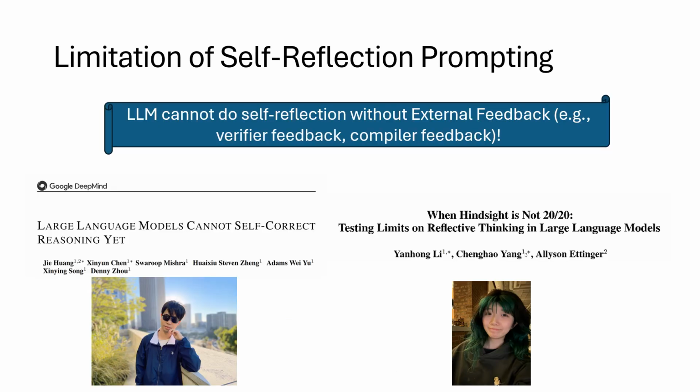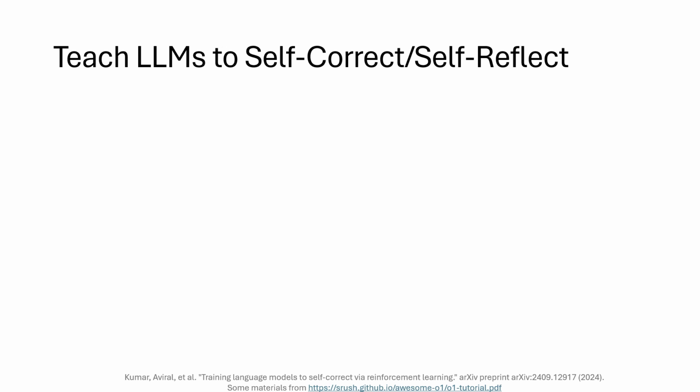However, this inference-time only solution, the self-reflection prompting, also suffers from some problems. And namely, the biggest problem is that the language model cannot do self-reflection without external feedback. Like they need verifier feedback, they need program compiler feedback, or if you are playing with a language model on some math reasoning task, you may need some calculator feedback. This is evidenced and verified by two independent works shown in this slide. Okay, we have seen the limitation for this inference-time only solution, the self-reflection prompting solution.